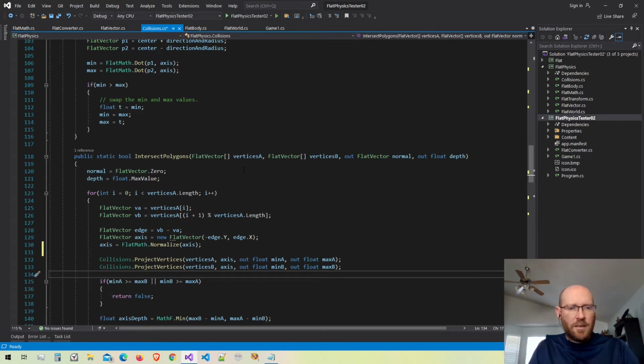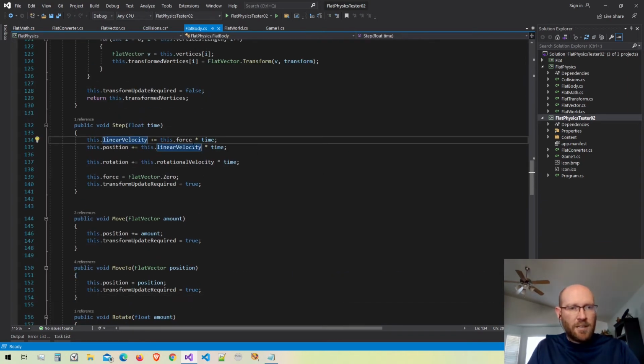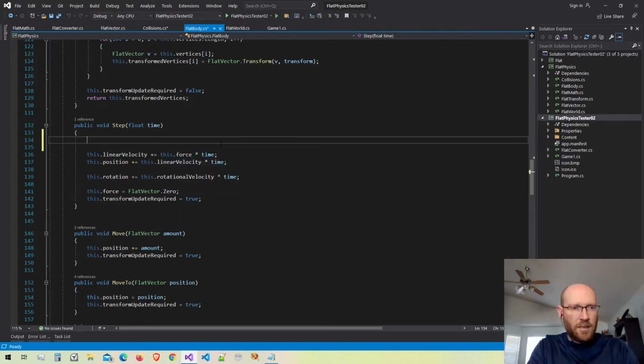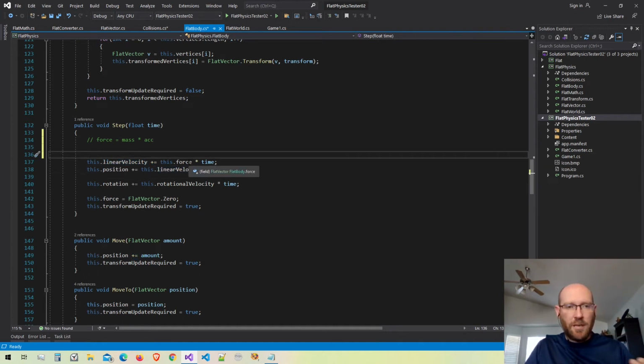Now, the other thing is with our physics math. And I want to thank MegaRev for showing me the correction on this one. In our FlatBody, here is our step function. And last time what we did was we incremented the velocity by a force over time. And actually what we want to do is increment the velocity by an acceleration. And he pointed out that force is equal to mass times acceleration. When we're incrementing the velocity here, we want to increment it by an acceleration. We don't want to increment it by a force.